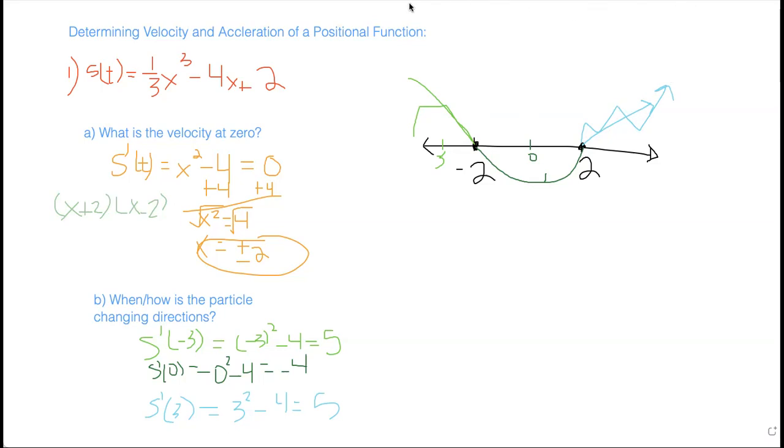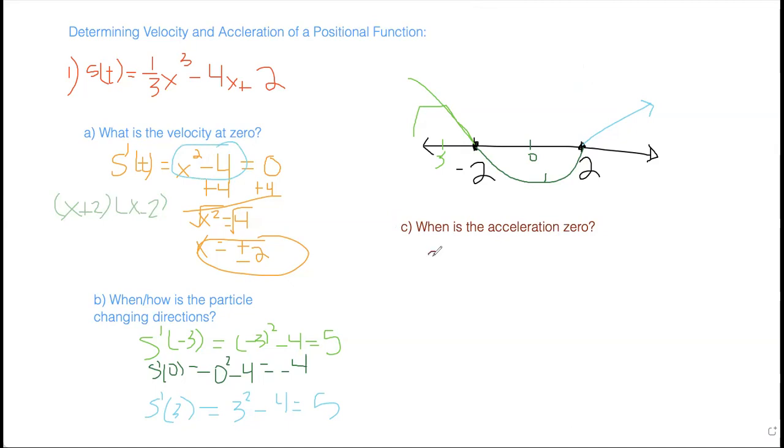Okay, next question is now we are going to determine the acceleration. So now question C will be, when is the acceleration 0? Hopefully you're thinking to yourself, it's acceleration, so I need to figure out the second derivative in order to figure out what the acceleration could be. So I'm going to take the derivative of this guy here, the derivative of my velocity.